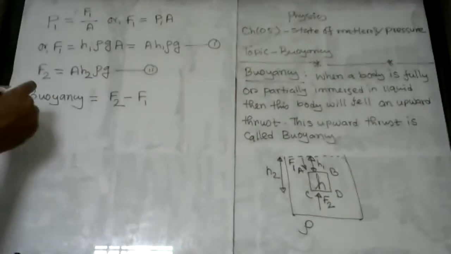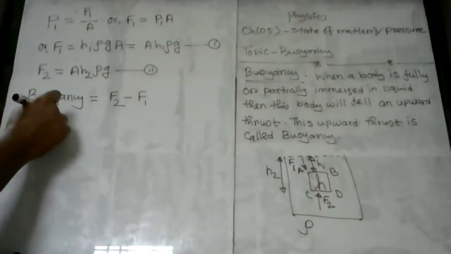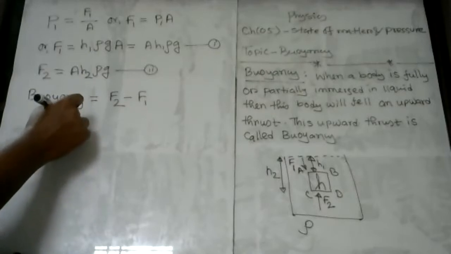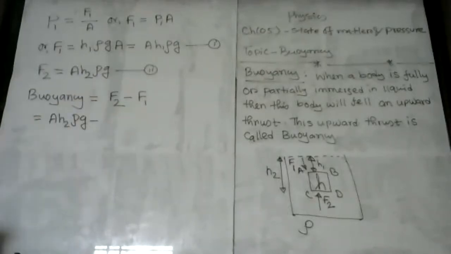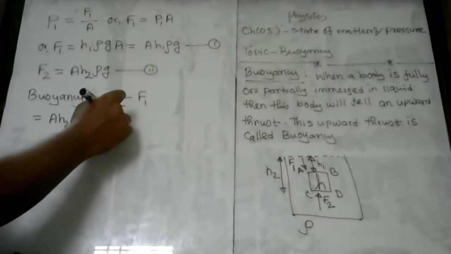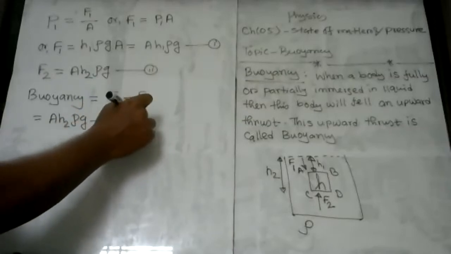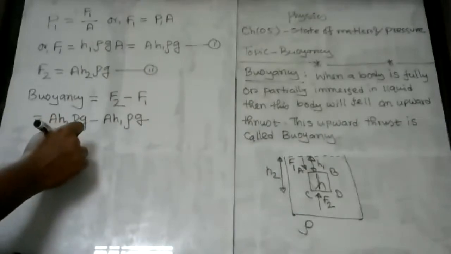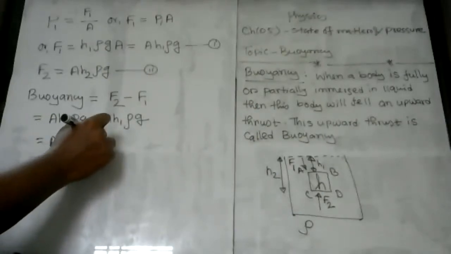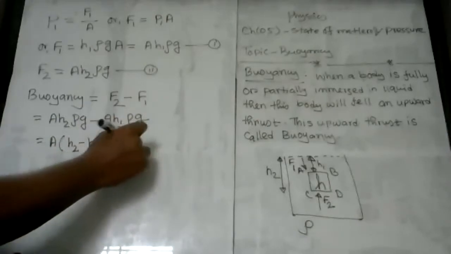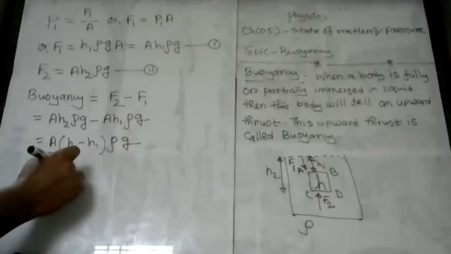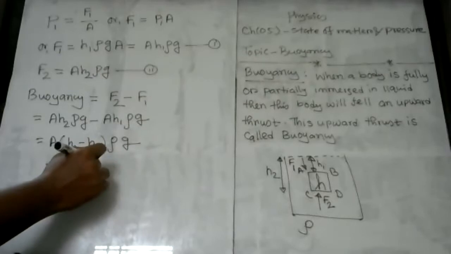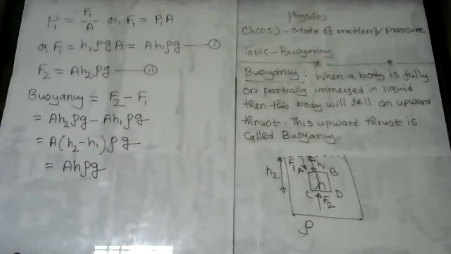So put down the value of F2 here: F2 equals AH2 rho into g, minus F1, which equals AH1 rho into g. Now take A common, and then this is (H2 minus H1) rho into g, which will equal A, H rho into g.